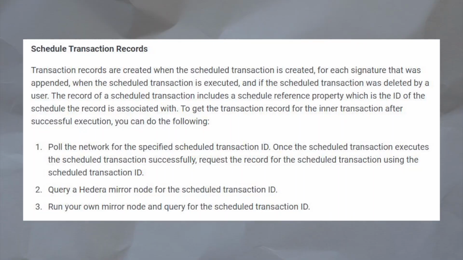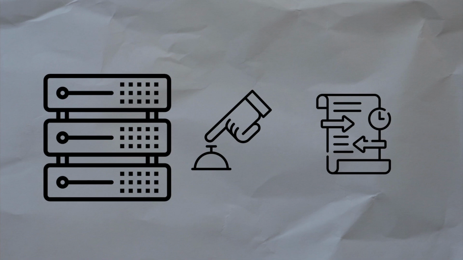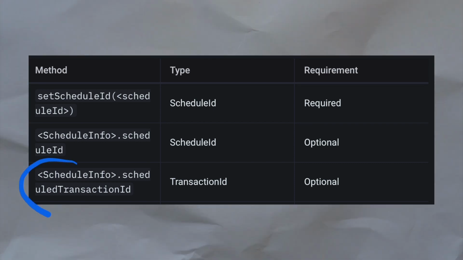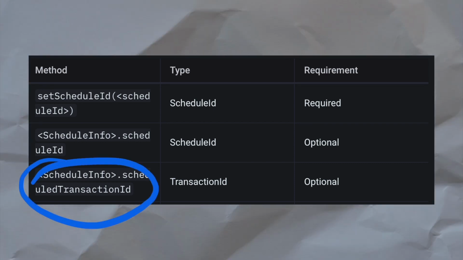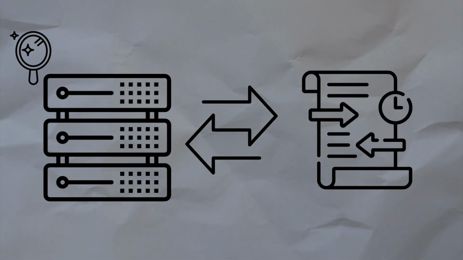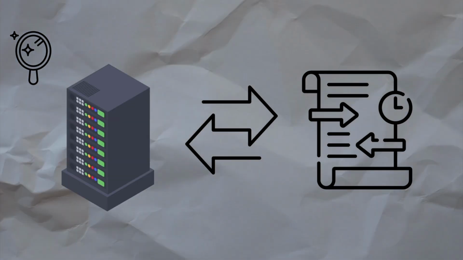We can query for transaction records of inner transactions after their successful execution using any of the following methods. 1. Poll the network for the specified scheduled transaction ID. Once the scheduled transaction executes successfully, request the record of the scheduled transaction using the scheduled transaction ID. 2. Query a Hedera mirror node for the scheduled transaction ID. Or 3. Run your own mirror node and query for the scheduled transaction ID.